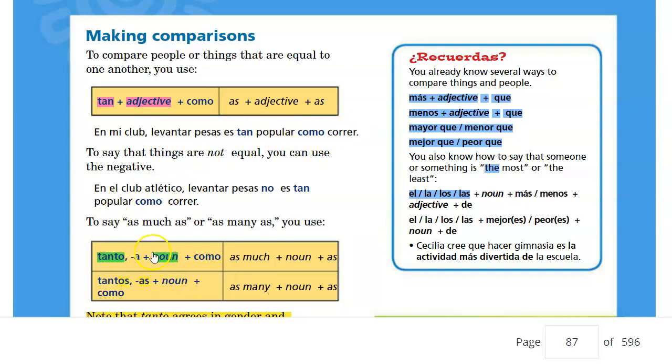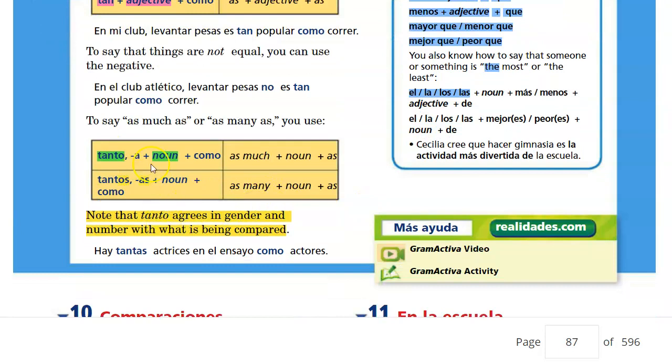And then for the other comparison of equality, we use tanto followed by a noun to say that something has as much or as many as someone or something else. Now remember that tanto is going to change, and it's going to agree according to gender and number, the gender and number of the noun that comes after. So if the noun is masculine or feminine, singular or plural, that will dictate whether the form will be tanto, tanta, tantos, or tantas. Masculine singular, feminine singular, masculine plural, feminine plural.